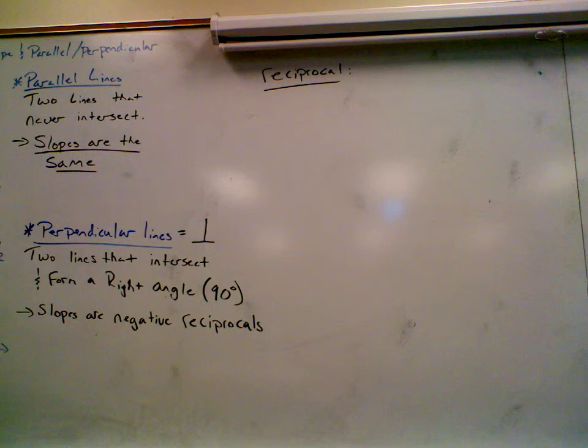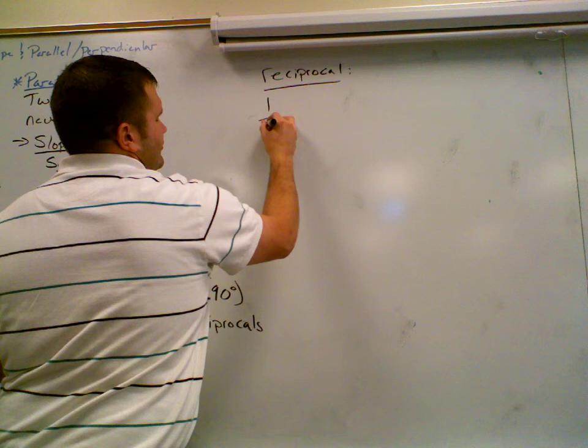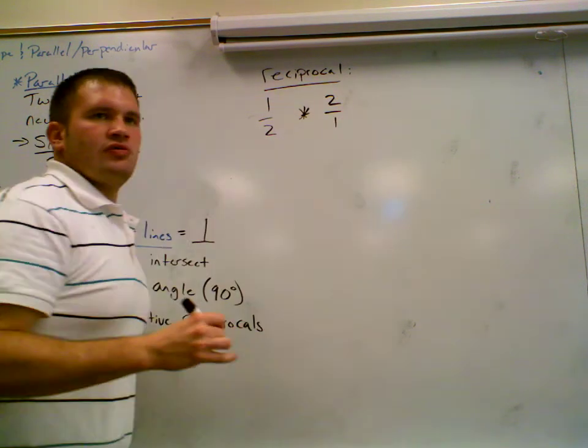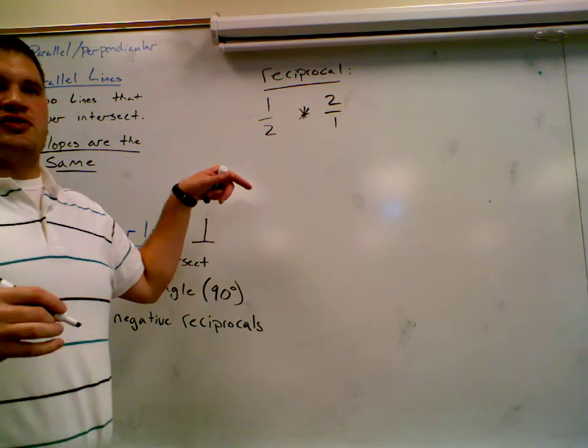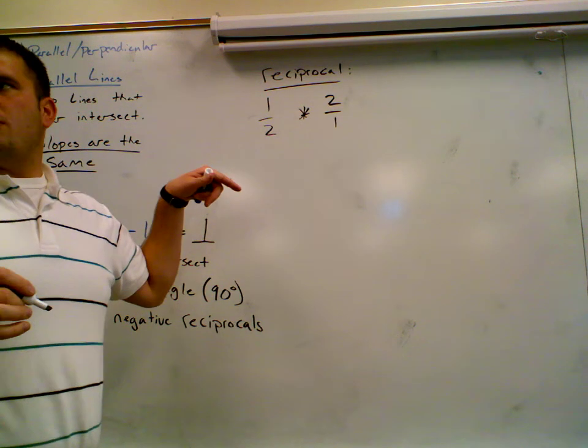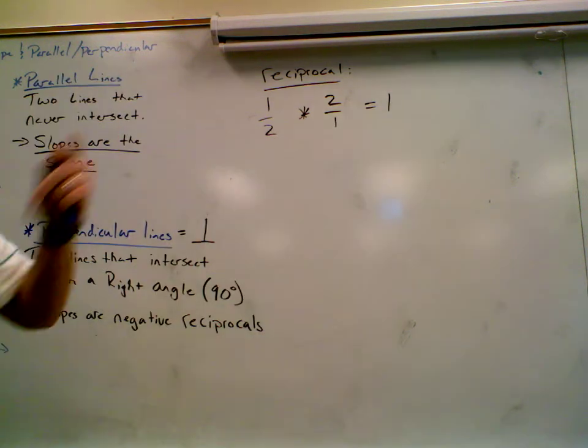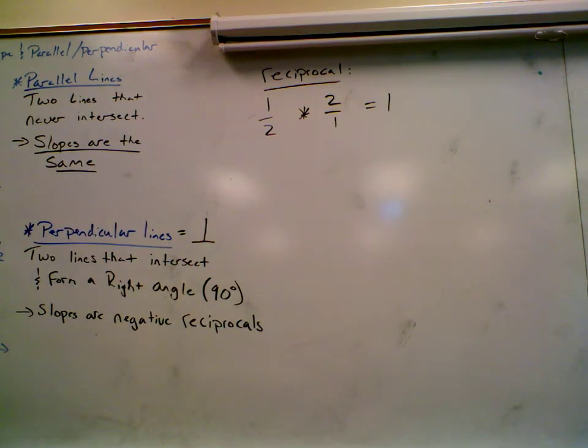Two numbers are reciprocals if when you multiply them together you get 1. So 1/2 times 2/1. My 2's will cancel, and I'll end up with 1. So those numbers are reciprocals. Now I'm not as worried about the definition of reciprocal as I am how we find them.